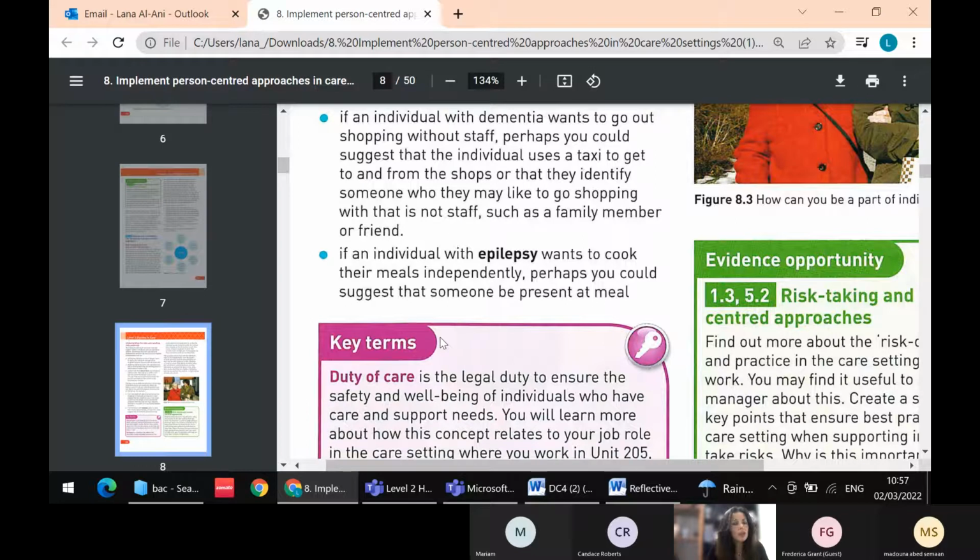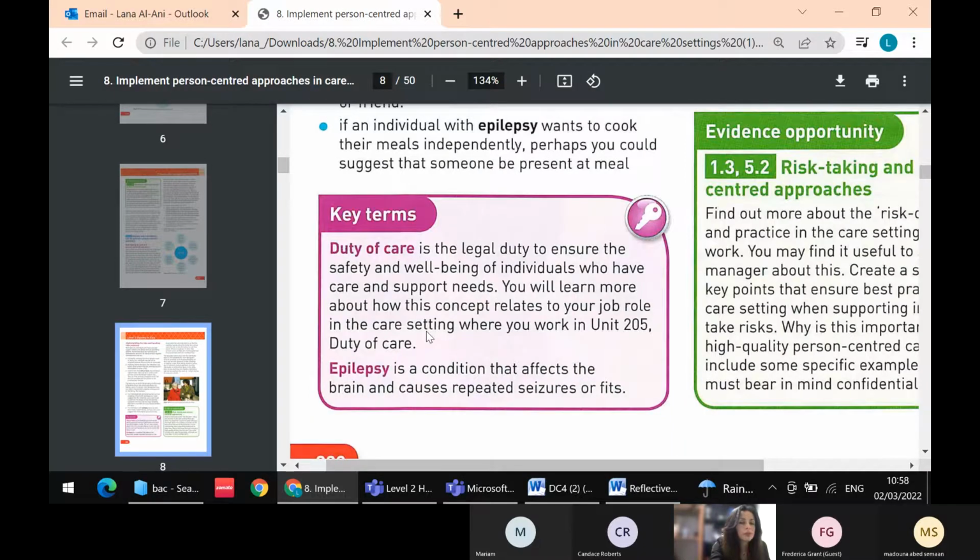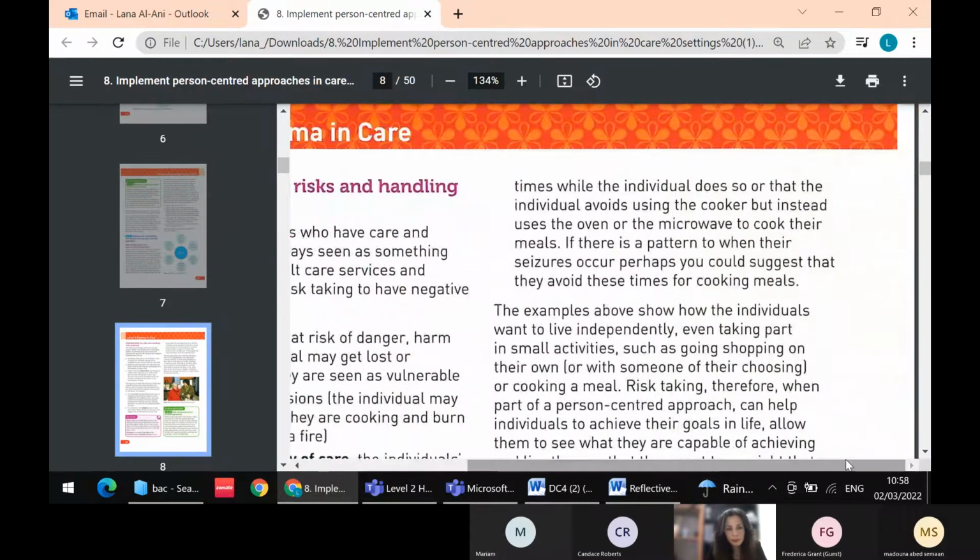And also if the individual has epilepsy and wants to cook their own meals, because some of the units, you go to the person and he's still living in his house or her house. So he or she wants to live there and cook their food independently. So what happens here? Would you allow them to do it or not? No. Why? Because they don't know how to do it.